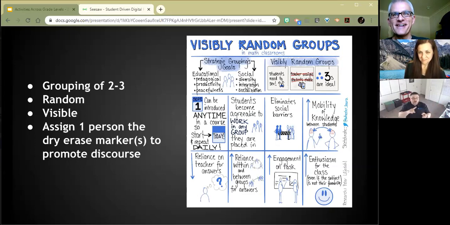You make it visible. You assign one person in a group of 3 with a marker to do the work, because that promotes discourse. And usually if you give the marker to the kid who's not used to talking, and you take the marker away from the kid who is used to talking, what is that kid then forced to do? It's really uncomfortable for them, but now they have to become the teacher, and they have to pull that reasoning out and lead. It's really just a lot of magic that happens within that.